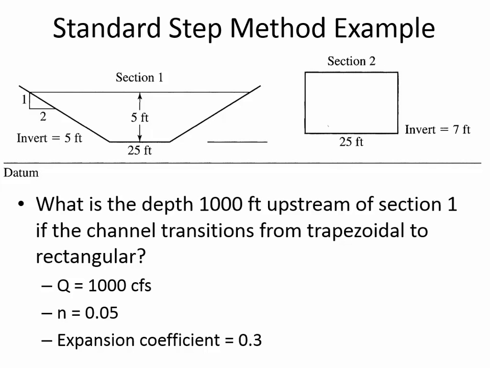Okay, so this is the example that we're going to use to try and apply the standard step method. Section 1 is where we know the flow conditions. And so at section 1, it's a trapezoid. You can see that the known depth is 5 feet, but then 1,000 feet upstream of that is a rectangular channel, and we're not sure what the depth is upstream of that.